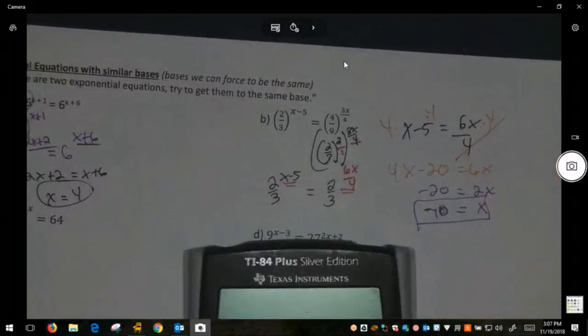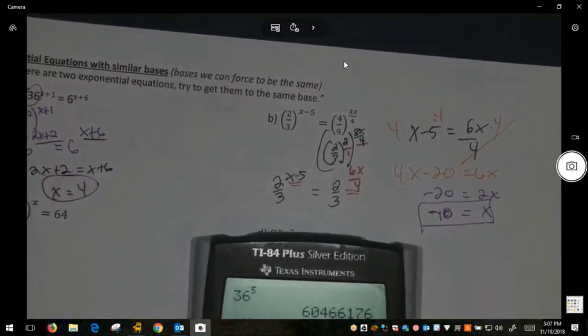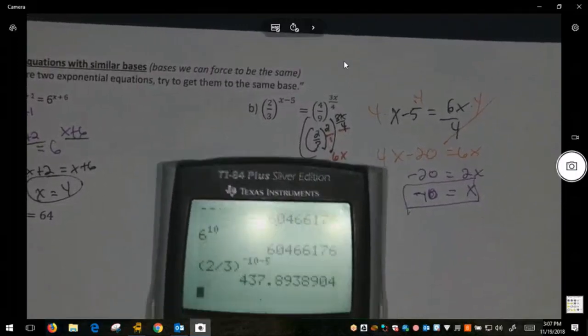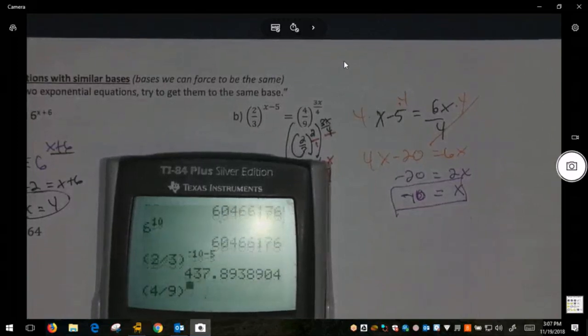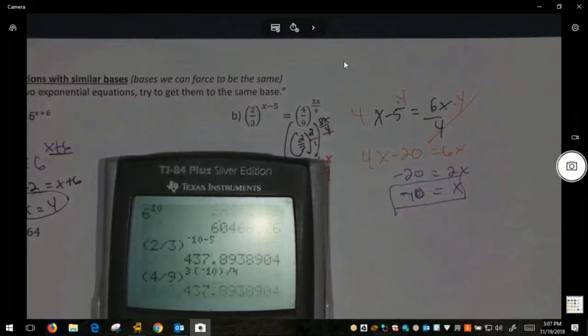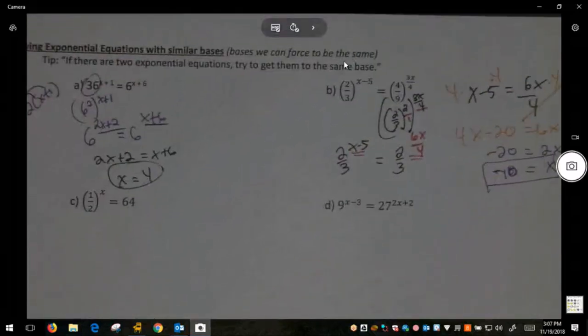I will verify this in the calculator. 2/3 to the power of -10 minus 5 gives me this decimal approximation. And 4/9 raised to the power of 3 times -10 divided by 4 is the same decimal value. So we know we have the correct answer.